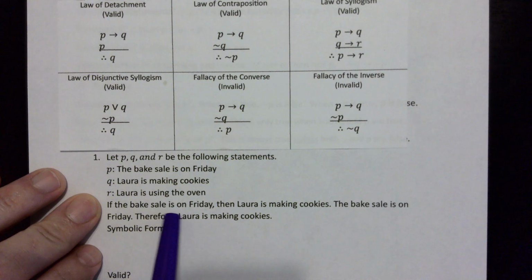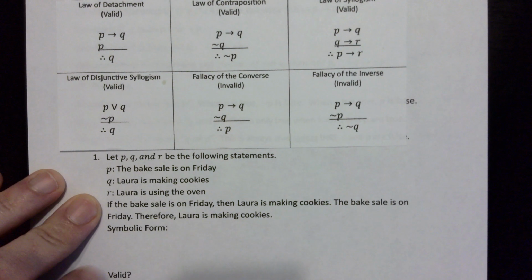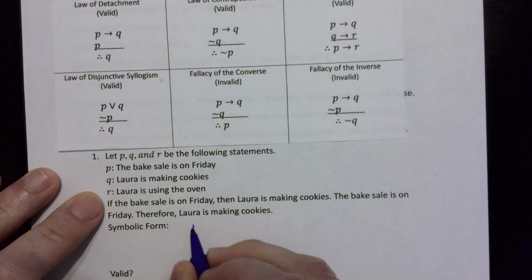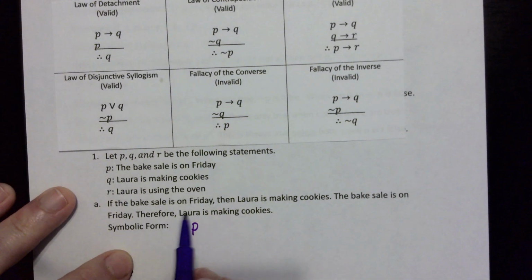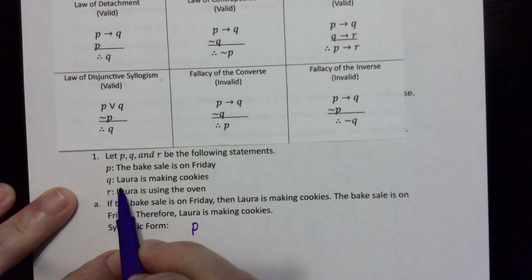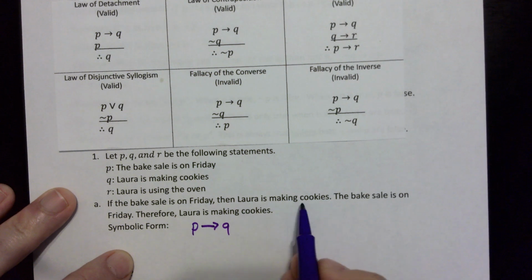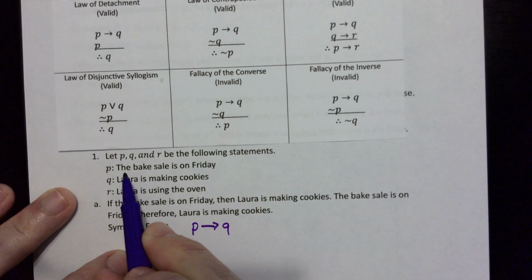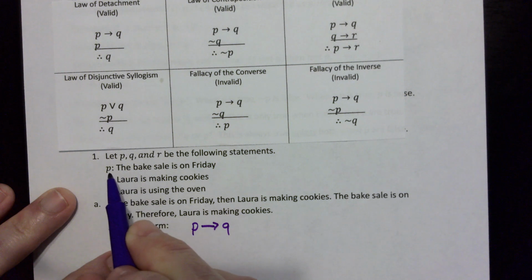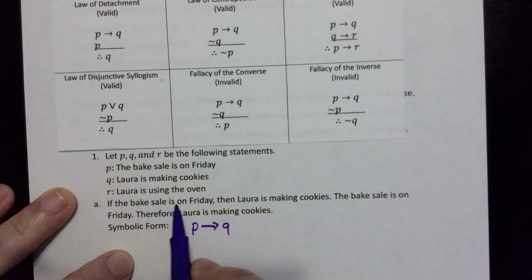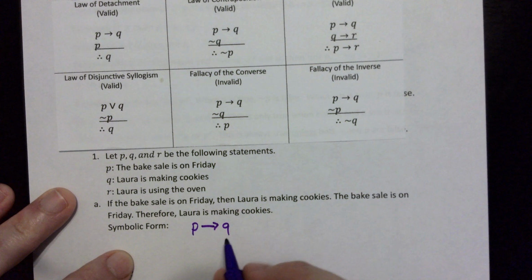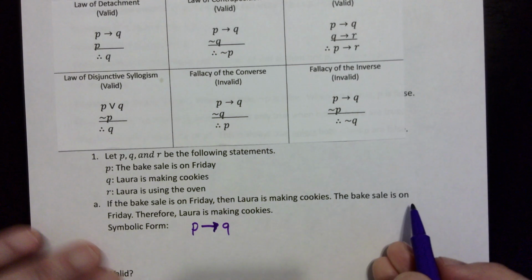If the bake sale is on Friday, so if P, then Laura is making cookies, so then Q. I'm getting Laura making cookies is Q from right here, and the bake sale on Friday from right here. So that's P, that's Q. So if the bake sale is on Friday, if P, then Q. And then the bake sale is on Friday.